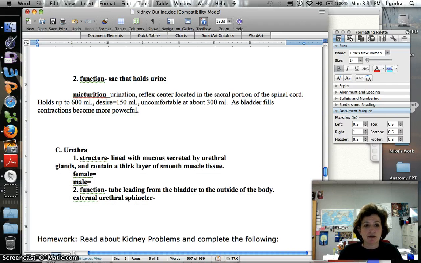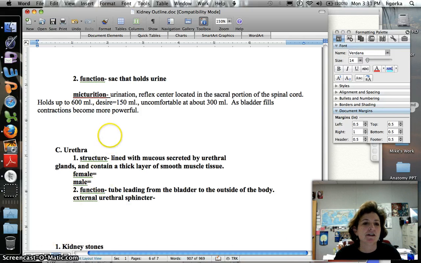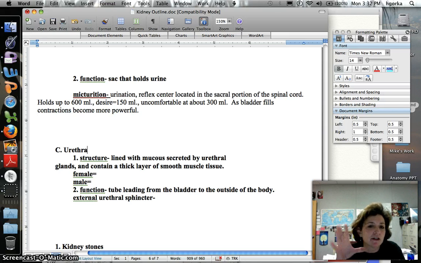So once urination occurs, the urine is going to travel out of the urethra. The structure of our urethra is that it is lined with mucus, and there are urethral glands associated with the urethra that will secrete the mucus and create a protective layer, because this is our opening to the external environment. It does contain a thick layer of smooth muscle tissue that causes the contractions to move the urine down. In the female, the urethra is about 4 centimeters long.